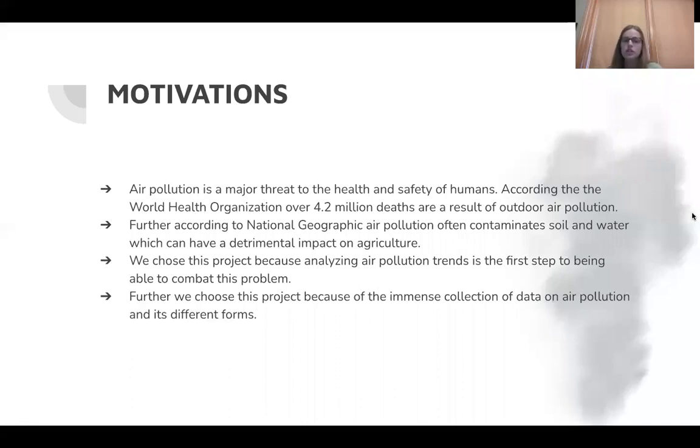So some of our motivations. Air pollution is a major threat to the health and safety of humans. According to the World Health Organization, over 4.2 million deaths are a result of outdoor air pollution every single year. Further, according to National Geographic, air pollution often contaminates our water and soil, which can have a really big impact on agriculture. We chose this project because analyzing air pollution trends is the first step to being able to combat this problem. Further, we chose this project because of the immense collection of data on air pollution and its different forms.